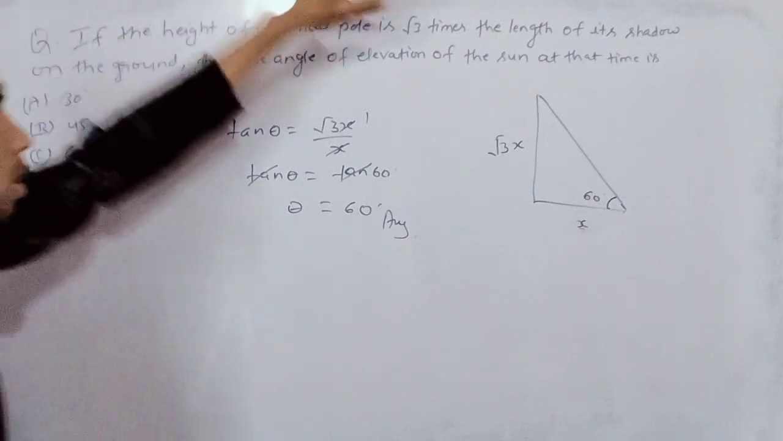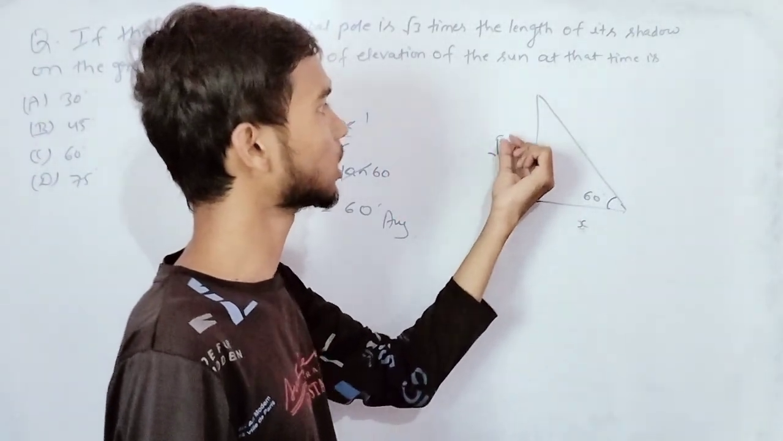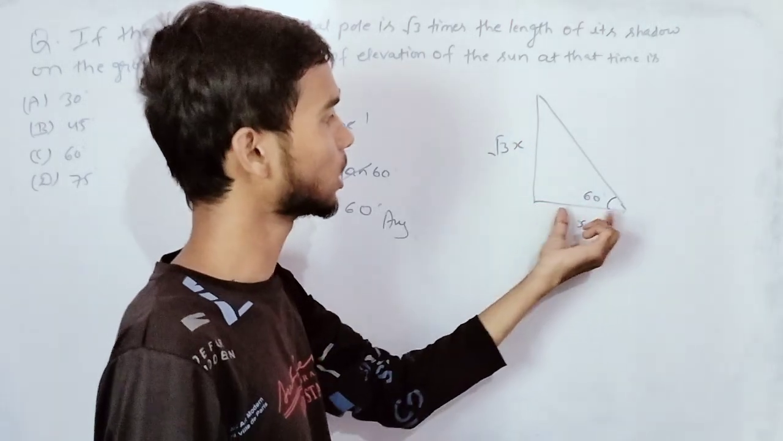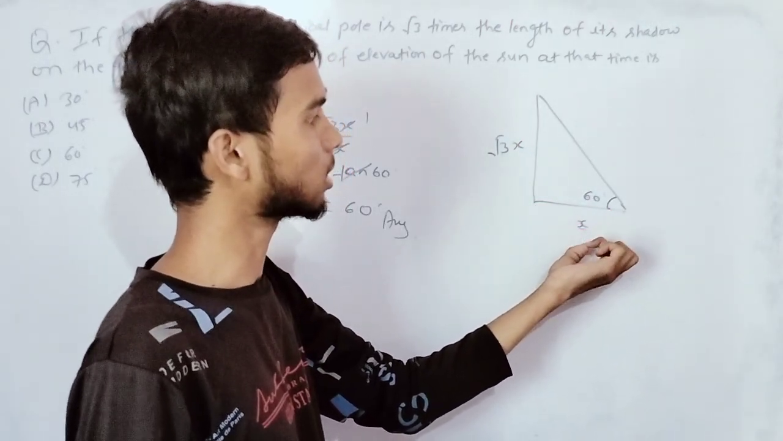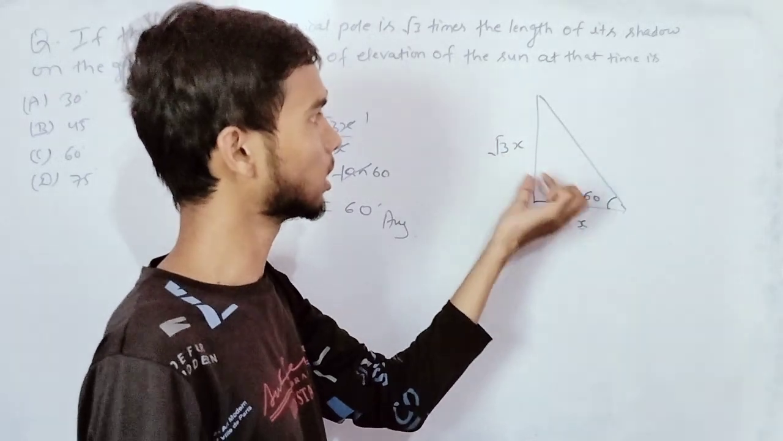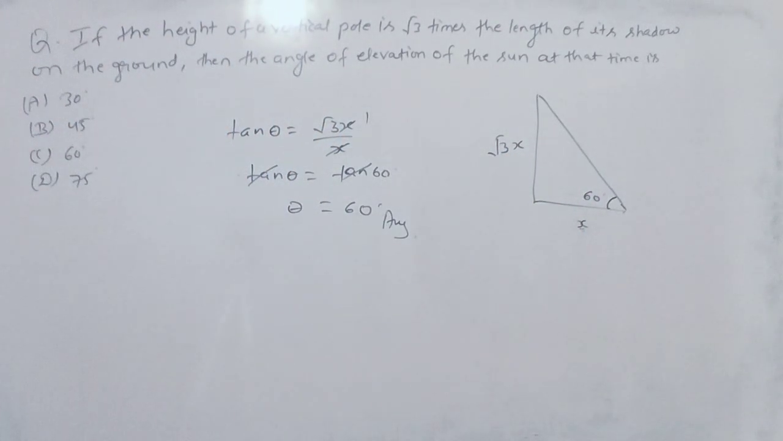Clear? Here the height is root 3 times the shadow. We considered the shadow as x, and then the height is root 3 times x. We applied x with this, so the answer would be this.